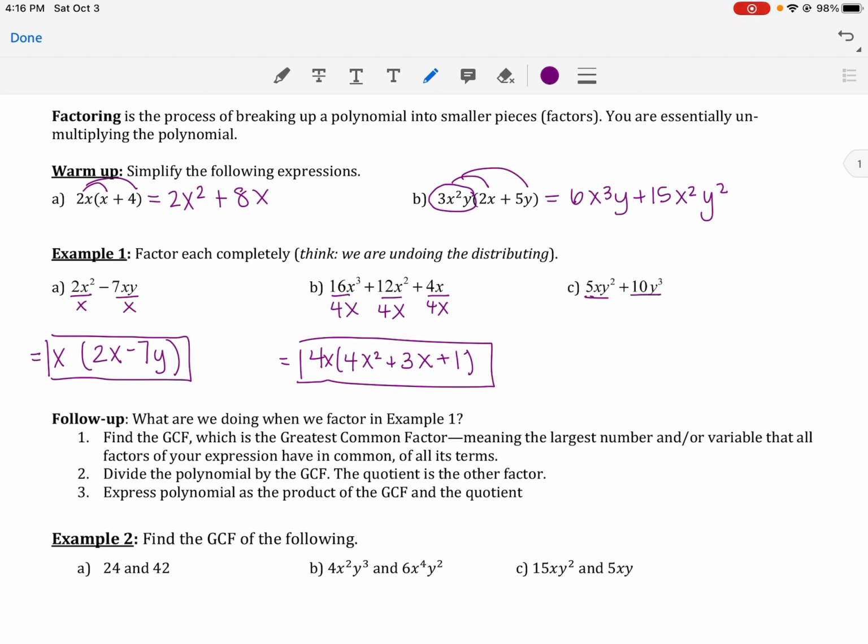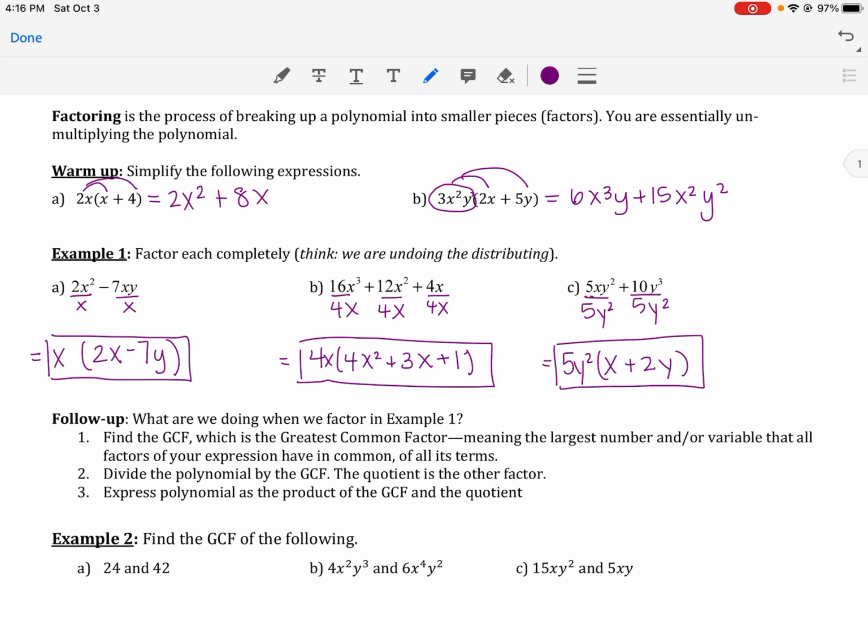Okay, one last one. We've got a 5 and a 10, so they can both be divided by 5. We've got an x, but the other one does not have an x, so that doesn't work. x squared and x cubed, so they can both be divided by x squared. Okay, so 5 divided by 5 is 1. We've got the x still, y squared divided by y squared is 1. Plus 10 divided by 5 is 2. y cubed divided by y squared is y. Then we're going to write the 5y squared out front.